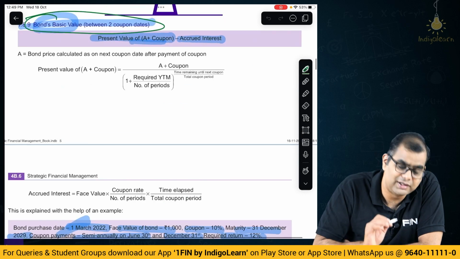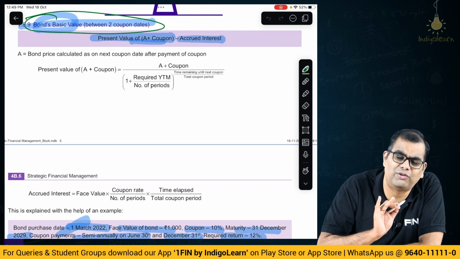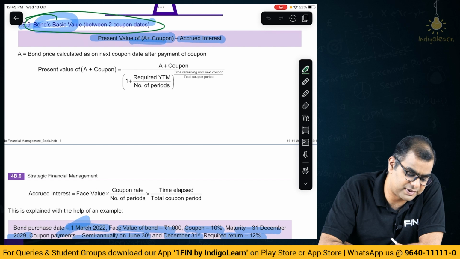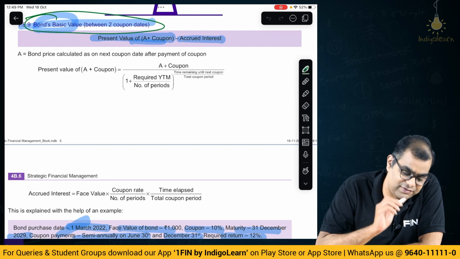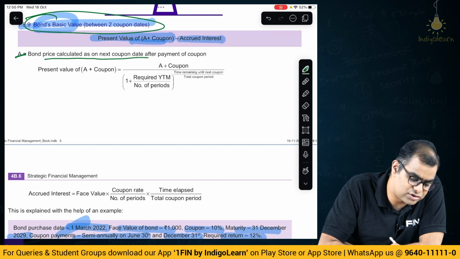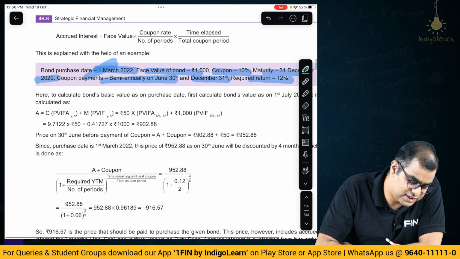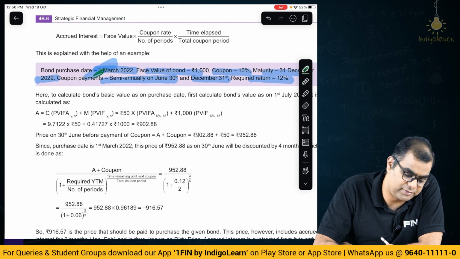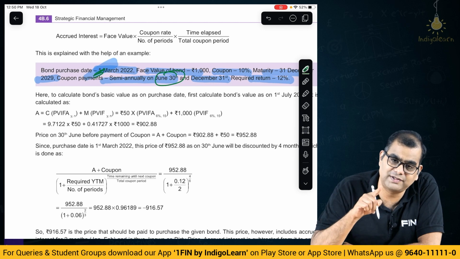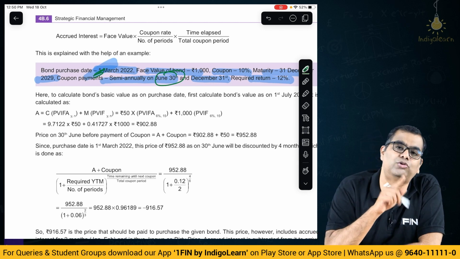Now the formula is, you price the bond: present value of A plus coupon. What is this A again? Forget that A plus B I was discussing earlier. Just think of this formula as present value of A plus coupon. A is defined here. A is bond price calculated on the next coupon date after the payment of coupon. In our case, purchase date is 1st March. When is the next bond payment made? 30th of June. So you are going to compute the price of the bond on 30th of June, end of day, immediately after making coupon payment.